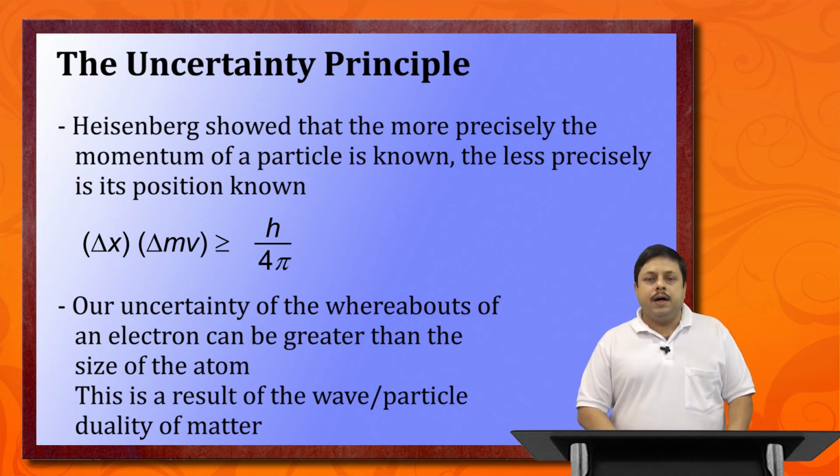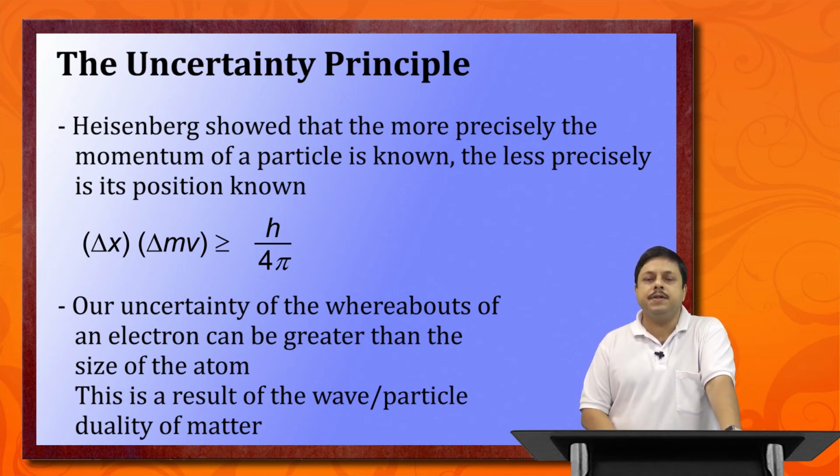The same is true for the light as well, where you have a wave-particle duality. So, this uncertainty that Heisenberg has to say has a very important consequence in atomic structure.